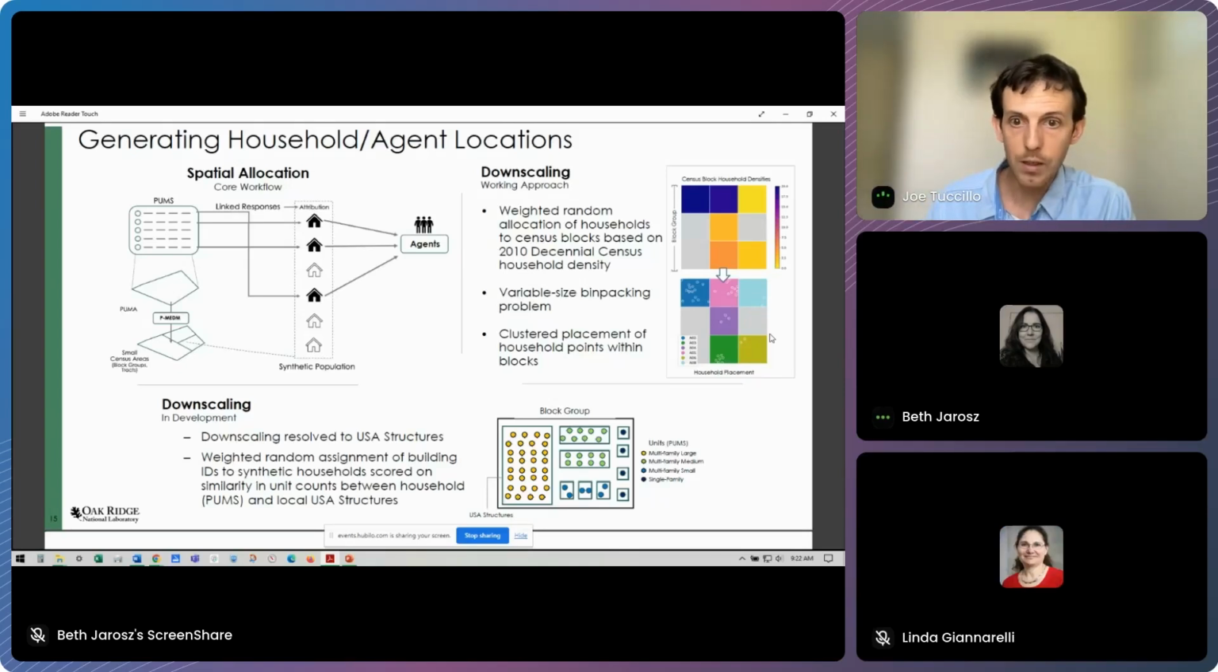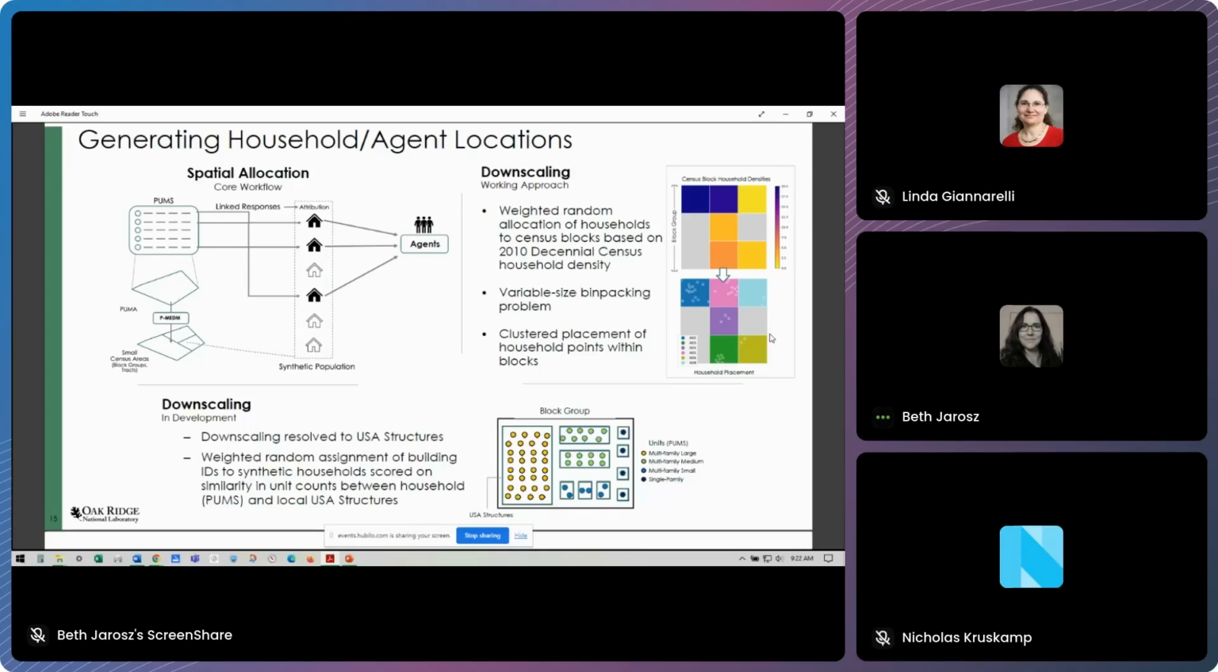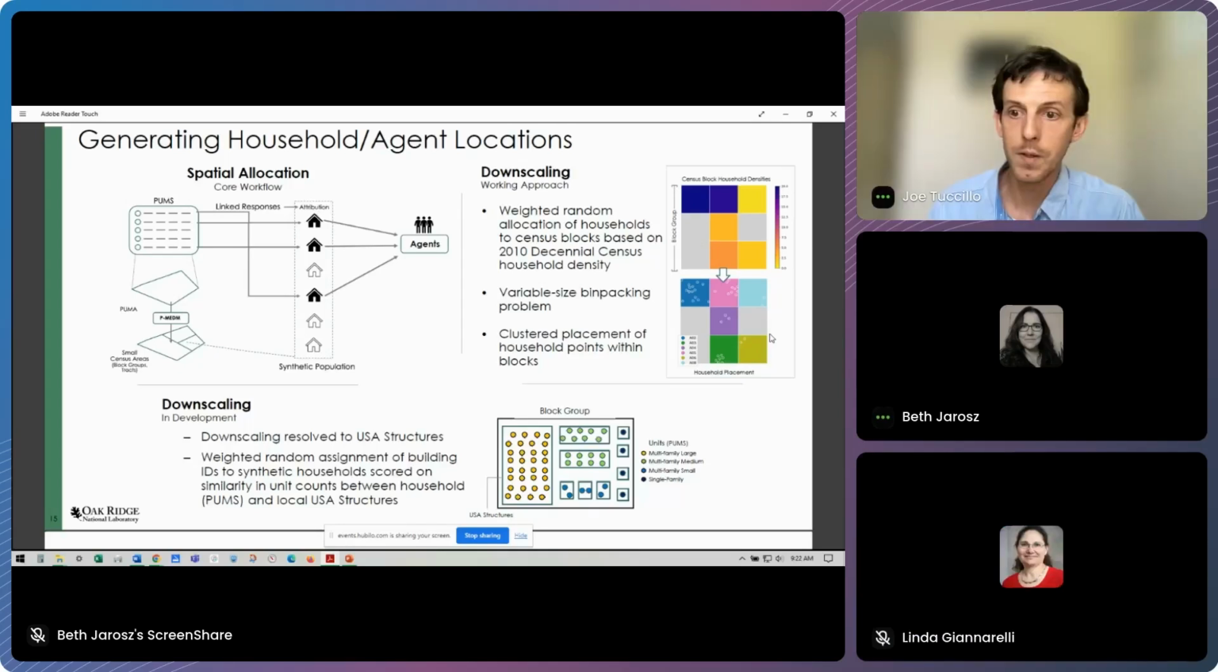matching our synthetic households to FEMA's USA Structures database, which consists of building labels for structures in the US over 450 square feet. And so this is carried out by conflating the dwelling type label that's attached to each synthetic household in our synthetic population to a structure based on its own housing type label. Next slide.